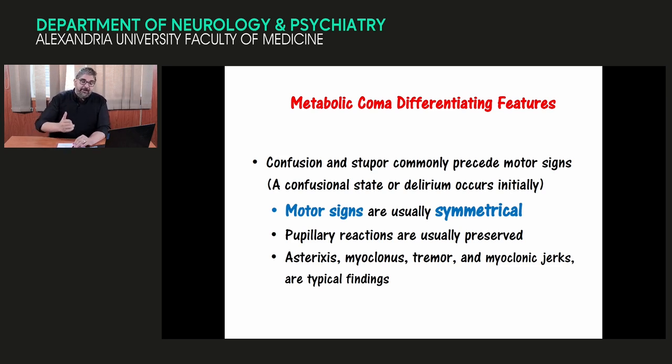It may be associated with some abnormal involuntary movements like asterixis, which are coarse flapping tremors affecting the limbs. It may be associated with myoclonic jerks. All these typical findings may be present in metabolic coma, and they are symmetrical, and there is no localizing sign.